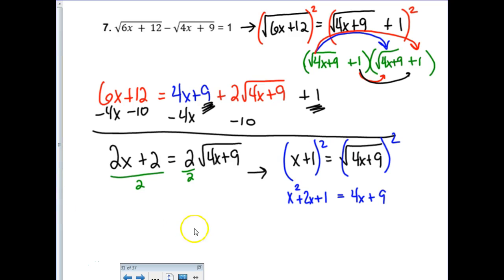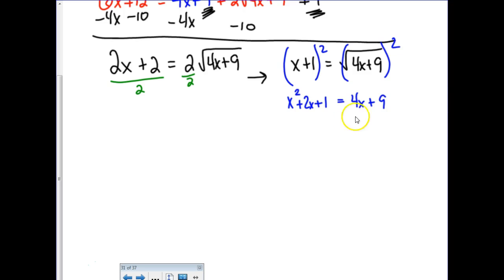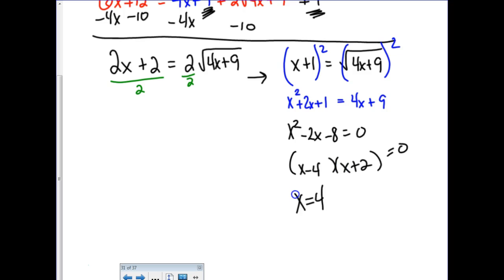I'll give you a hint. This one is really nice and factors really well. So let's get this in standard form so I can factor it. I'm going to subtract 4x over, so it's minus 2x. I'm going to subtract 9 over, so it's minus 8. Almost there, guys. x minus 4 times x plus 2 are your factors, which means your solutions are x equals 4 and x equals negative 2. And like in a perfect world, we'd be done.